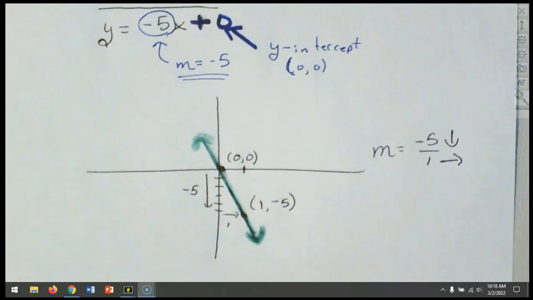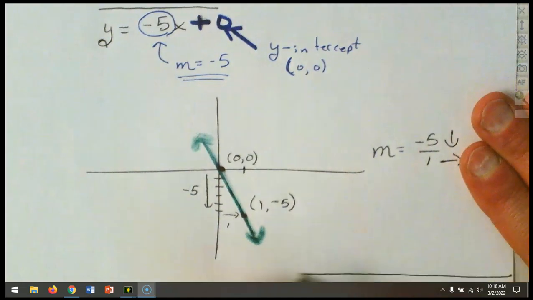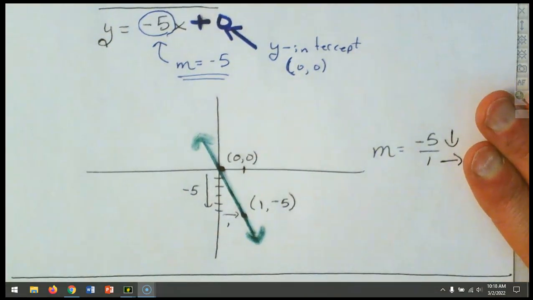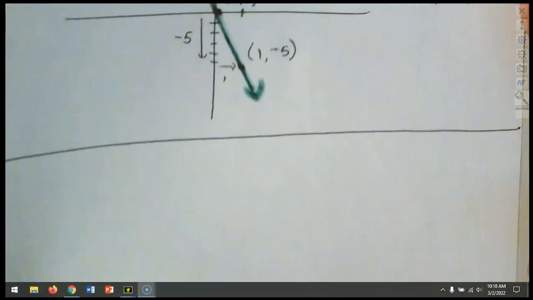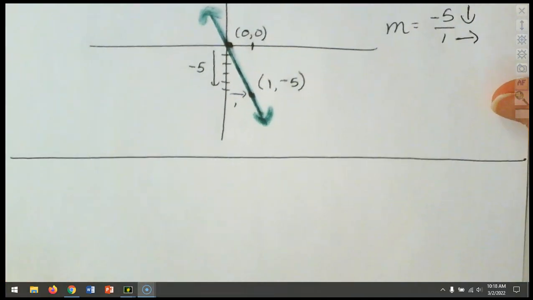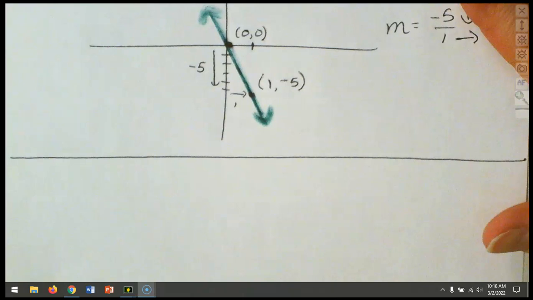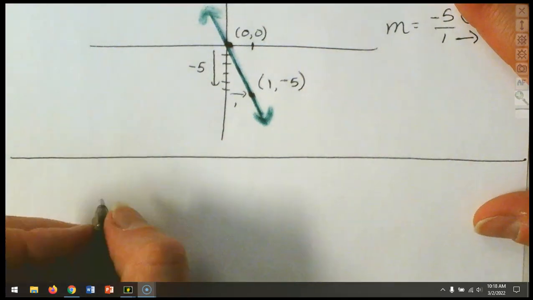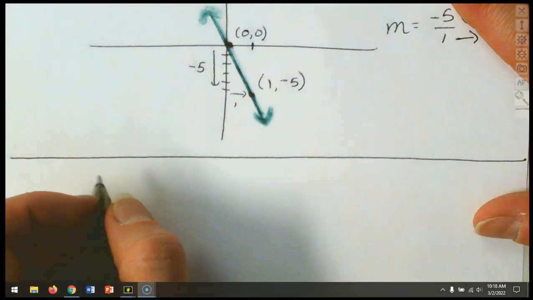Let's look at a vertical and a horizontal line. Here's that graph in case you're still copying it down. But let's go ahead and try to graph, find the slope and the y-intercept.